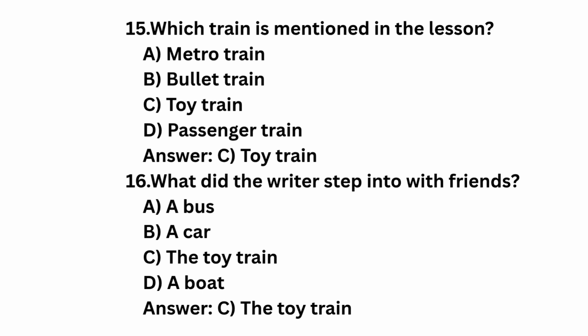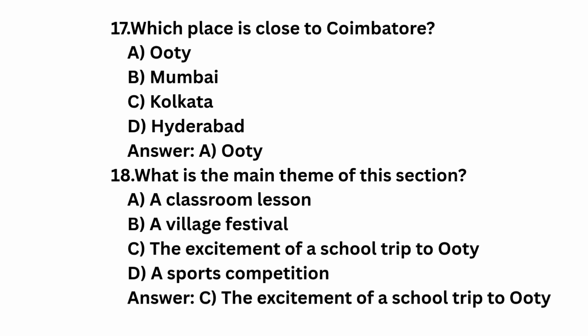Which train is mentioned in the lesson? Metro train, bullet train, toy train, passenger train. Answer toy train. What did the writer step into with friends? A bus, a car, the toy train, a boat. The toy train. Which place is close to Coimbatore? Ooty, Mumbai, Kolkata, Hyderabad. Answer Ooty. What is the second main theme of this section? A classroom lesson, a village festival, the excitement of a school trip to Ooty, a sports competition. Answer the excitement of a school trip to Ooty.